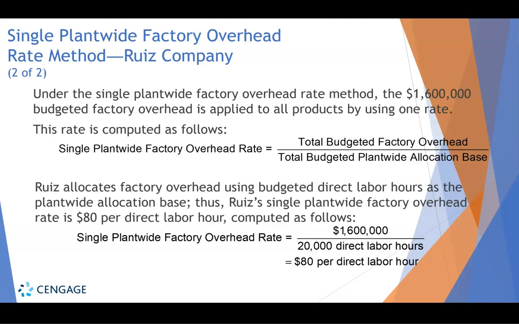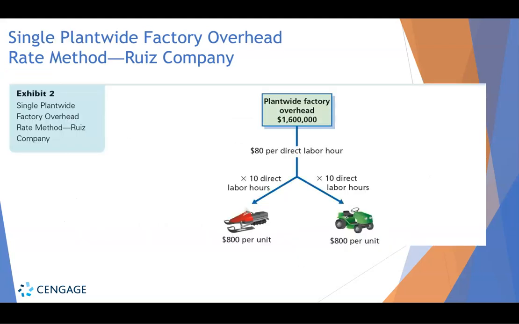Ruiz allocates factory overhead using budgeted direct labor hours as the plant-wide allocation base. So Ruiz's single plant-wide factory overhead rate is $80 per hour. We compute $1,600,000 divided by 20,000 direct labor hours, which gives us $80 per direct labor hour. Now, the effects of Ruiz Company using the single plant-wide factory overhead rate are shown on this slide. You see that each item, the snowmobile or the riding lawnmower, is going to be charged $800 of factory overhead per unit.